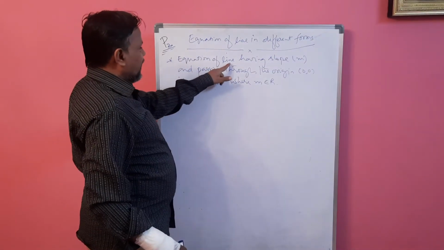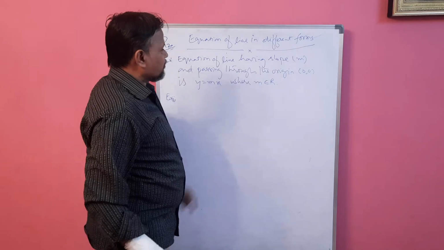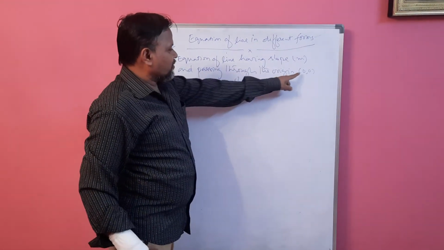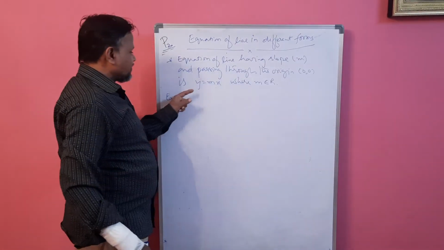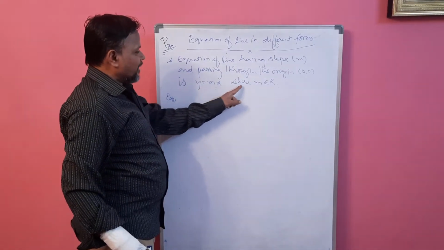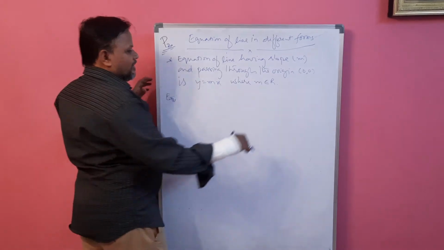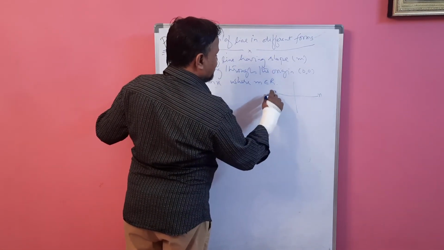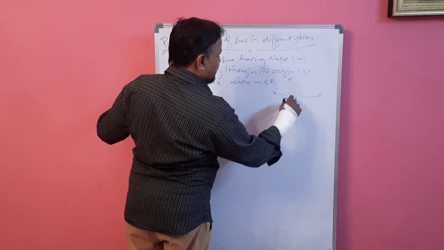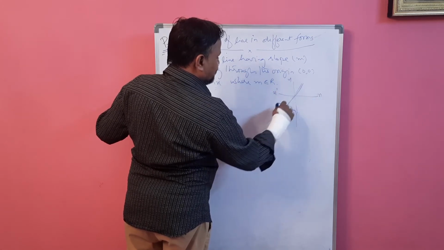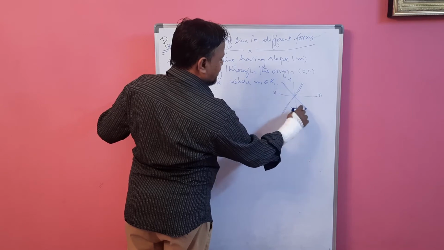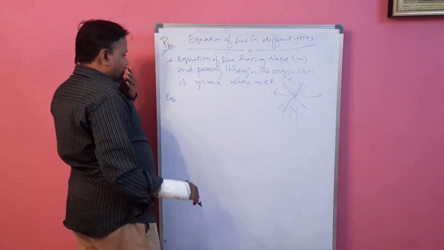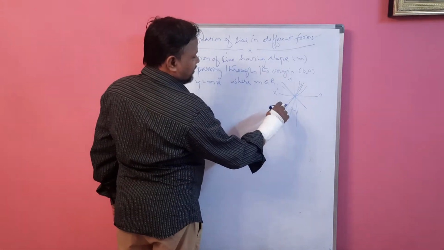Now, the equation of a line having slope m and passing through the origin (0, 0) is y = mx, where m belongs to the real numbers. So this is your coordinate system, x, x dash, y, y dash. All these lines pass through the origin.